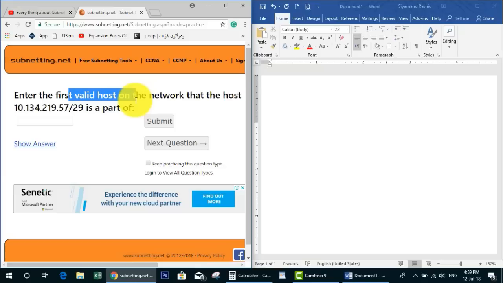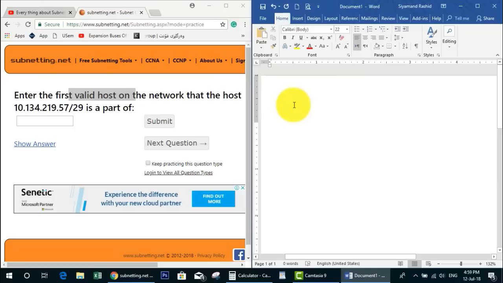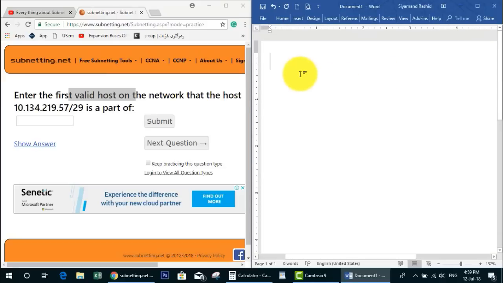As we mentioned in the previous video, part 1, for finding the first valid host, it is good to find the network ID first. So how do we find the network ID? For finding the network ID, what we do is write the IP address again in order to have it in one place.